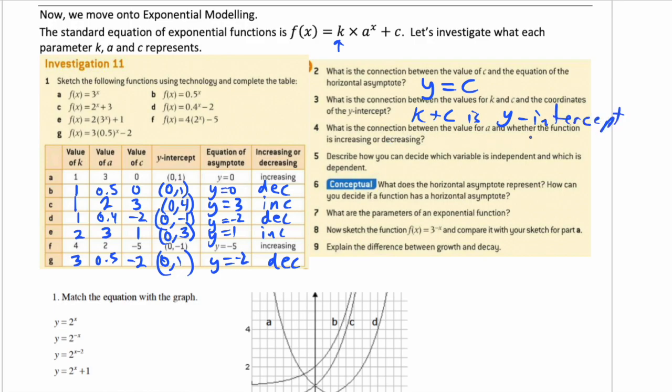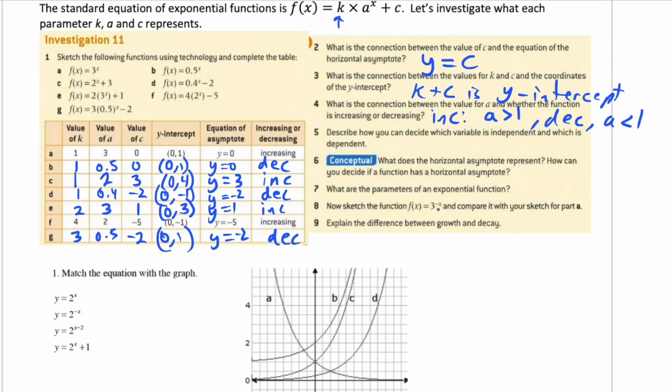What is the connection between the value of a and whether the function is increasing or decreasing? For increasing, a is greater than 1. For decreasing, a is less than 1.